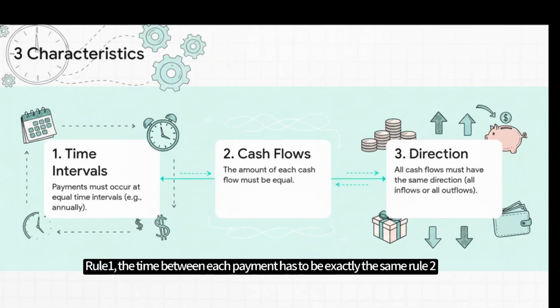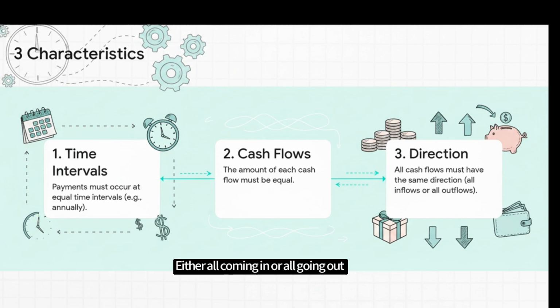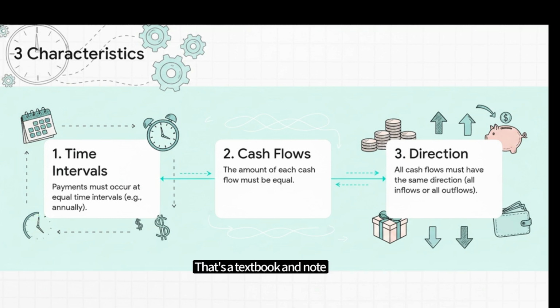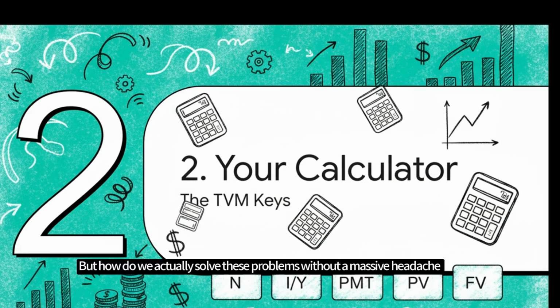And here they are. Rule 1. The time between each payment has to be exactly the same. Rule 2. Every single payment has to be for the exact same amount of money. And Rule 3. The cash all has to be going the same way, either all coming in or all going out. You know, like saving exactly $100 on the last day of every year for 3 years straight. That's a textbook annuity.